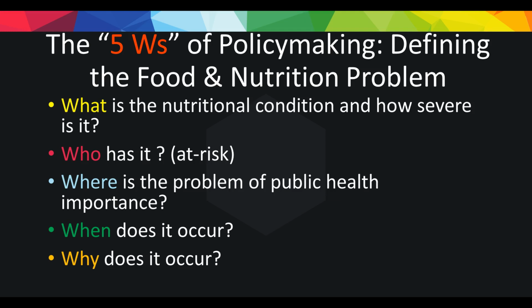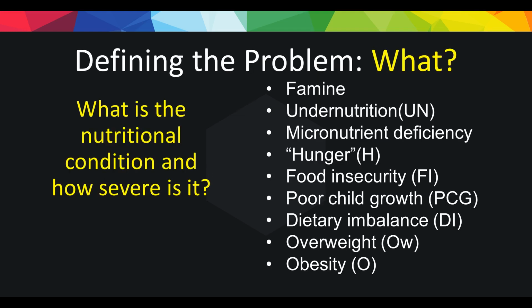And where is the problem of public health importance? They have to tackle that. When does it occur? Is it like 10 years ago, since 10 years ago, or etc. And why does it occur? So this is all the 5 W's that will be questioned by the policy makers before they want to make apa-apa saja policy yang berkaitan, especially in terms of the food and nutrition policies.